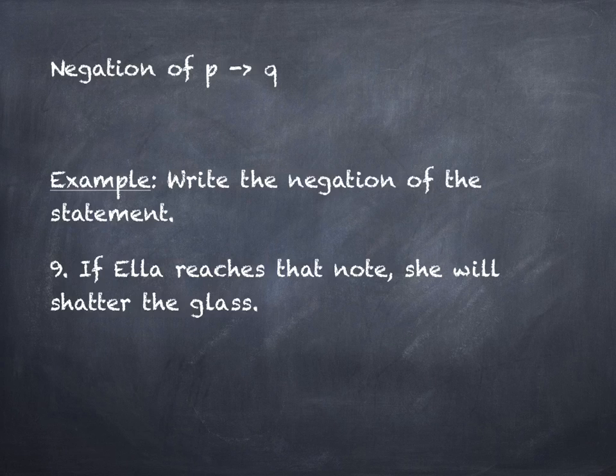All right, so just like we talked about negations when we did De Morgan's laws of and statements and or statements, we also have a negation statement for P arrow Q. And a negation for P arrow Q actually is an and statement. It's P and tilde Q.